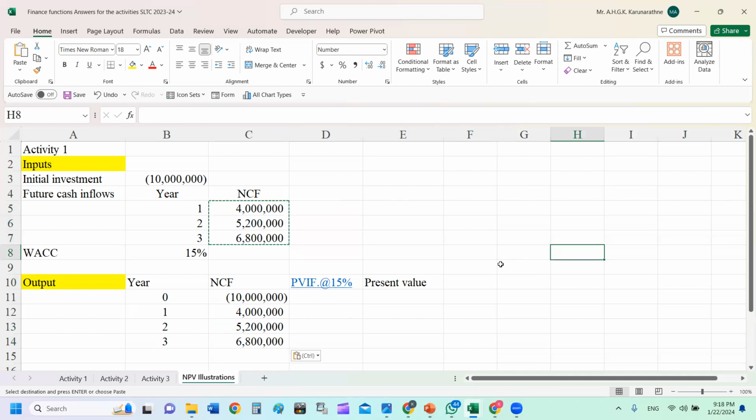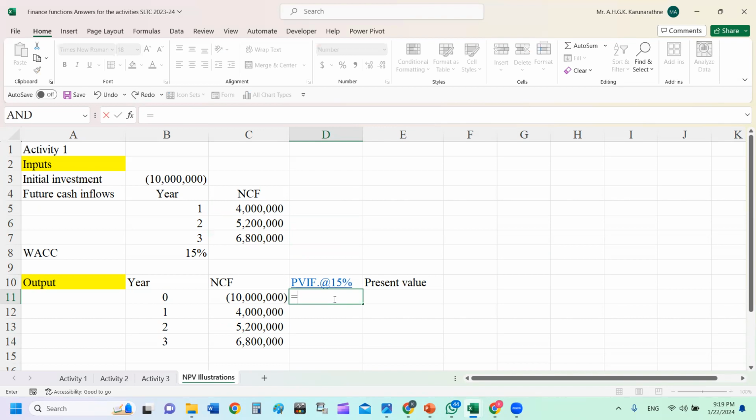These are future cash flows. Present value interest factor method at 15%. The present value interest factor formula is equal to 1 divided by, or else you can read the table.